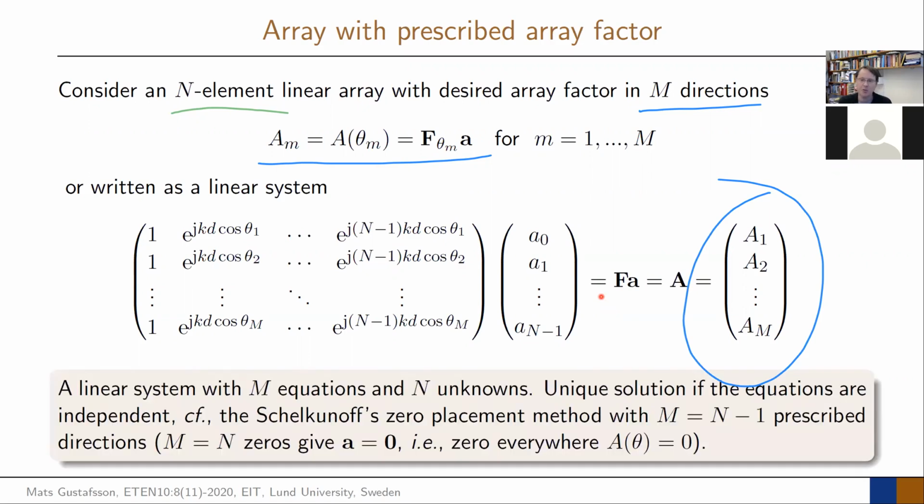That is usually not the most practical way of doing it. But it is really like a matrix system. So it's a linear system with m equations and n unknowns. And you know that you have unique solutions if those are equal. We will first do the Schelkunoff zero placement method. And that means that, of course, you don't want the solution to not radiate anything. So there you say that you specify one less constraint. So in these cases, the number of directions is one less than the number of elements. And that you will do in the Schelkunoff zero placement method.